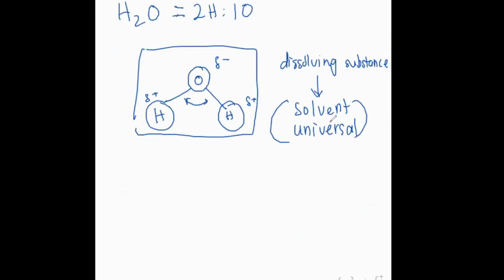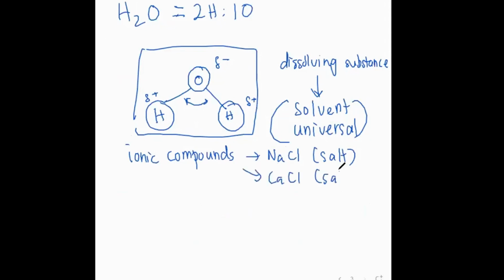Water is known as a universal solvent, and this is because of the charge that it has. It has positive and negative charges, so most ionic compounds, for example sodium chloride, which is your salt, and calcium chloride, which is also a salt, are ionic compounds.